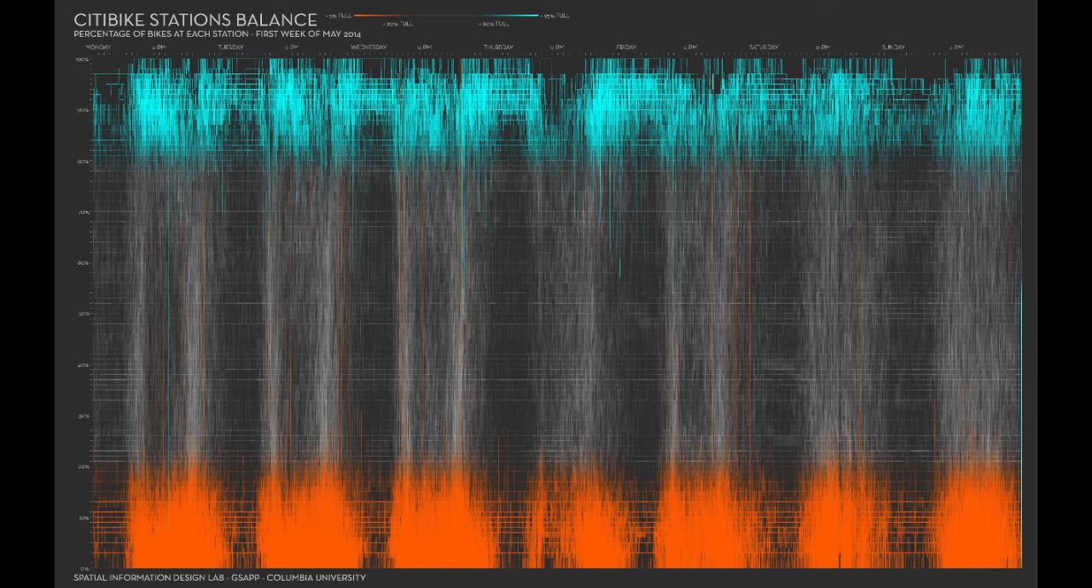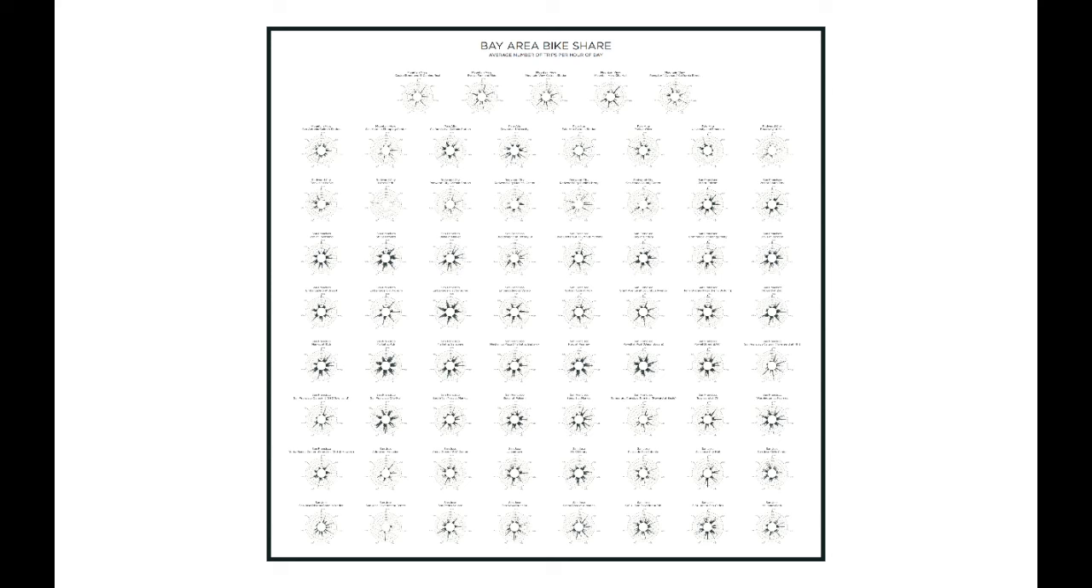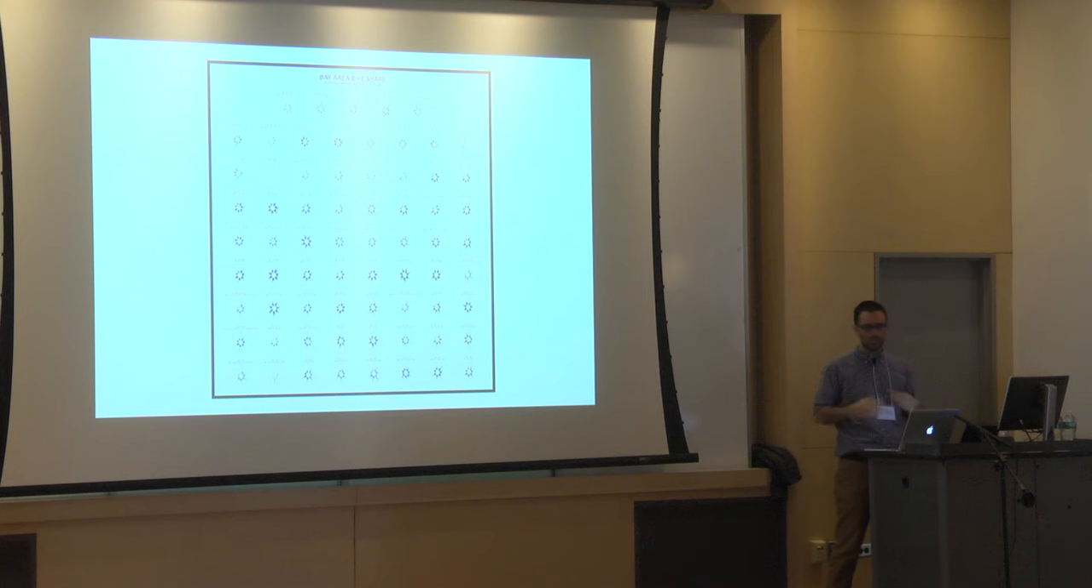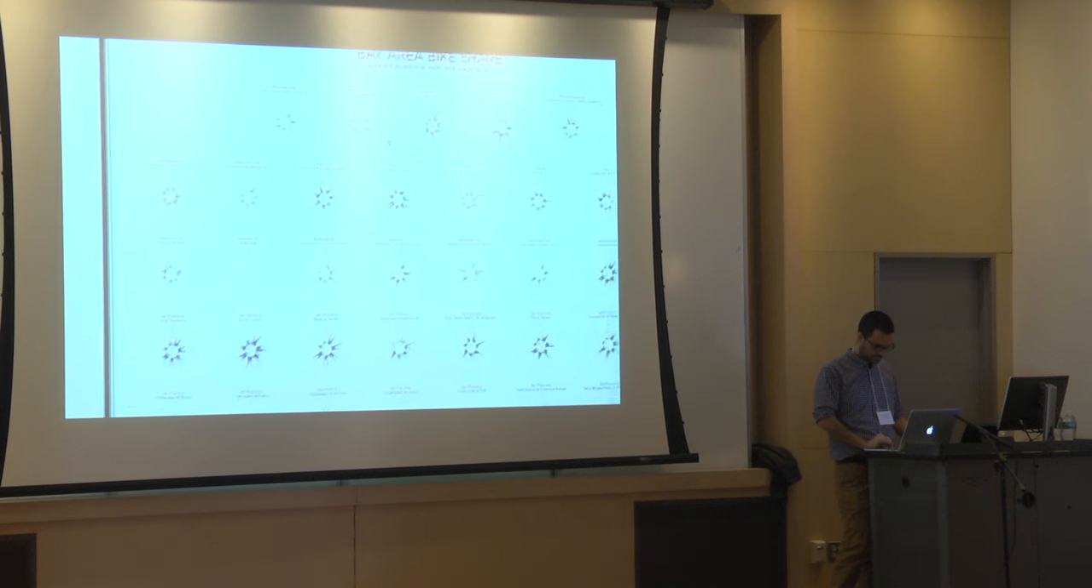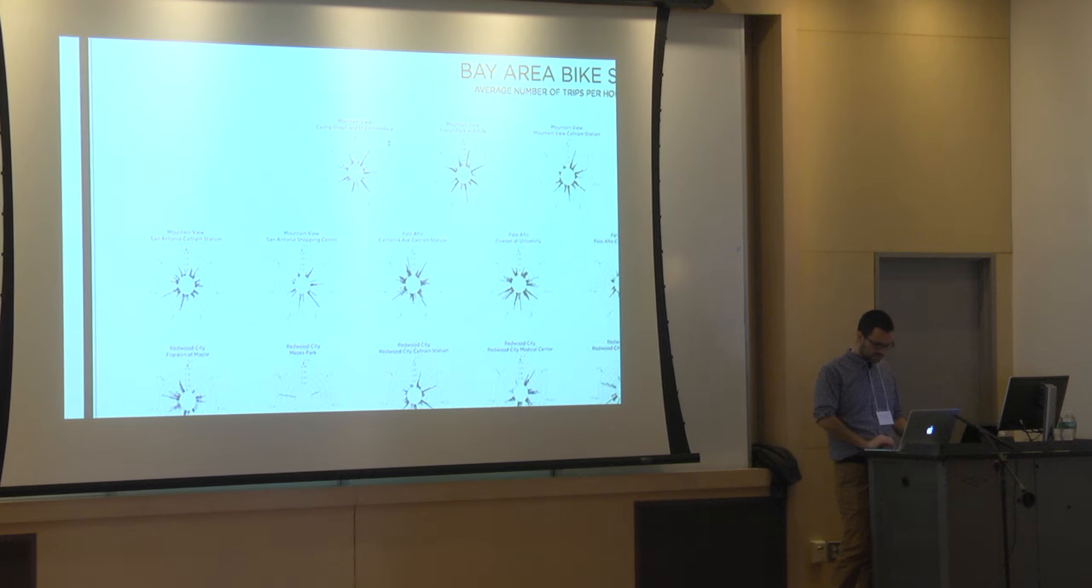Okay, so that was Citibike, trying to visualize balances and imbalances. We did a similar experiment with the Bay Area bike share system, which is a much smaller system. And we were trying to create a little bit more artsy visualizations. So using, again, the same system of dials, this is activity over the course of a week. I'm going to zoom in so you can see it for every station.